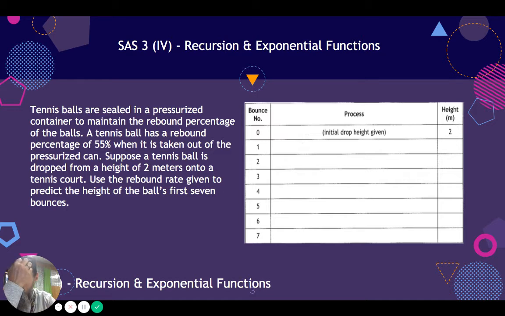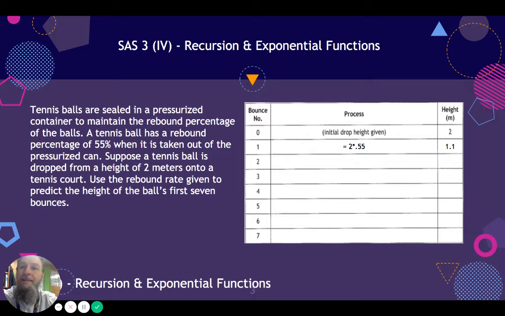Okay, so if the first bounce will have a height that is 55% of the height it is dropped from, all we have to do is multiply the decimal equivalent of 55% by the height it's dropped from. We're given that information. It's dropped from 2 meters. So we're going to take that 2 meters and multiply it by 0.55. That nets us a 1.1 meter. So the first bounce, it rebounds up a 1.1 meter.